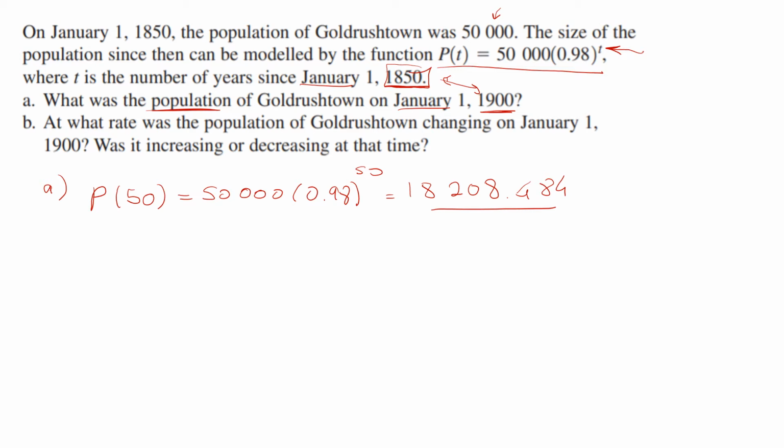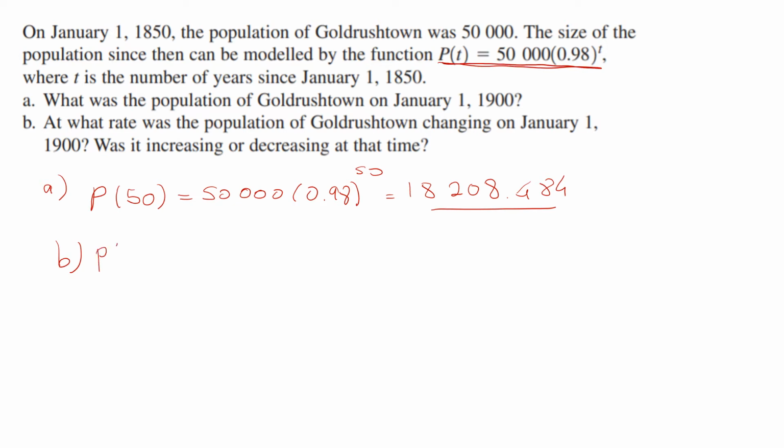So the second part is saying, at what rate was the population of Gold Rush Town changing on January 1st, 1900? When it says what rate, I already know it's asking for the derivative of this. And it's saying was it increasing or decreasing at that time? So as for the second part, I'll start by taking the derivative of my function right here. Let me erase a few things to make it easier on you too. So right here is what I'm taking the derivative of in order to find the rate.